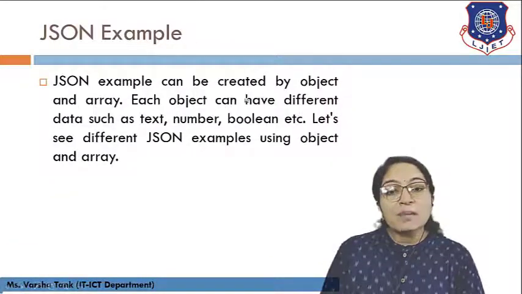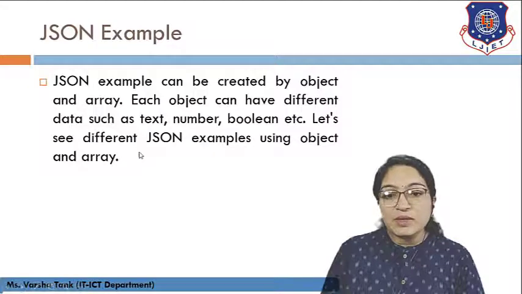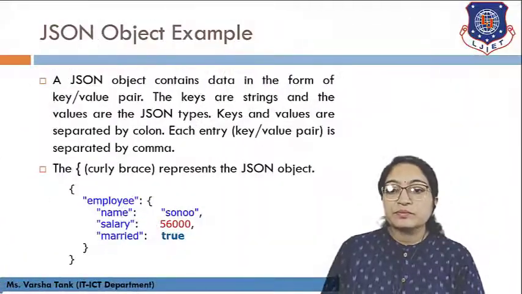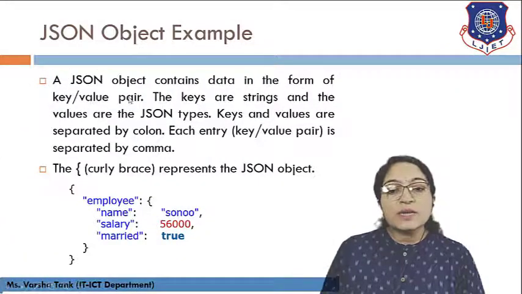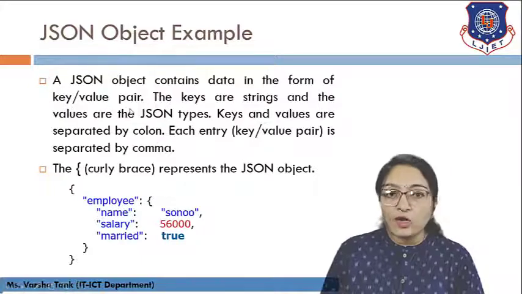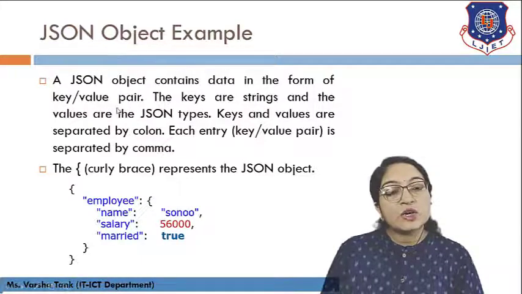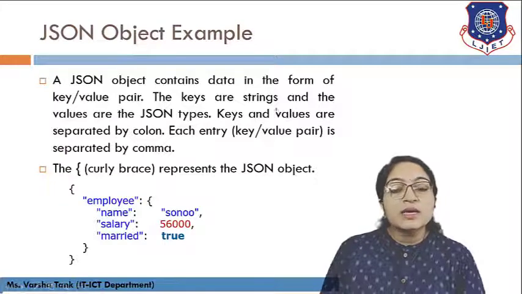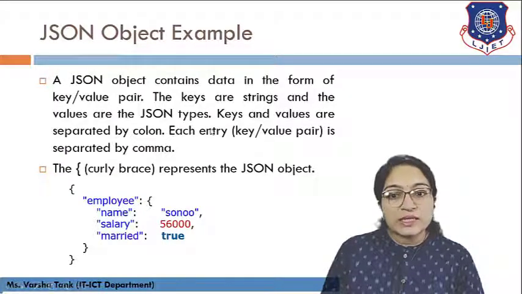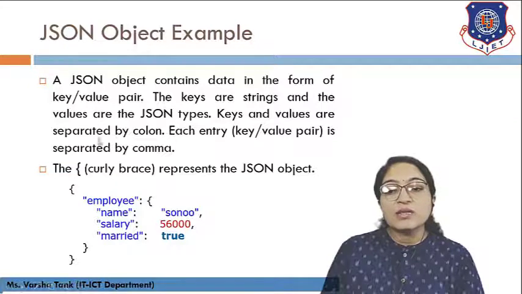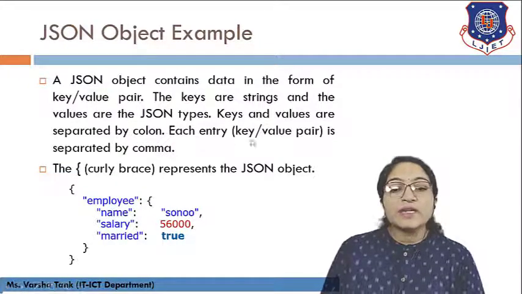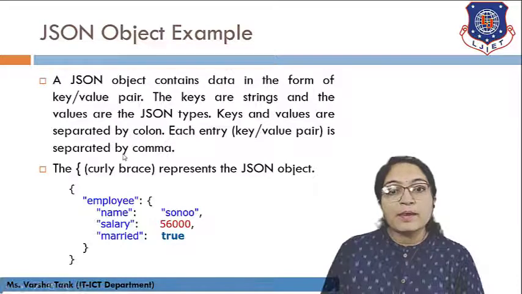Now a JSON example can be created with objects and arrays. Each object can have different data such as text, number, boolean, etc. Let's see different JSON examples using objects and arrays. A JSON object contains data in the form of key value pairs. Always the data in a JSON object will be in key value pairs. The keys are strings and the values are JSON types. Keys and values are separated by a colon. Each entry, that is each key value pair, is separated by a comma. So you can see this is like a dictionary.